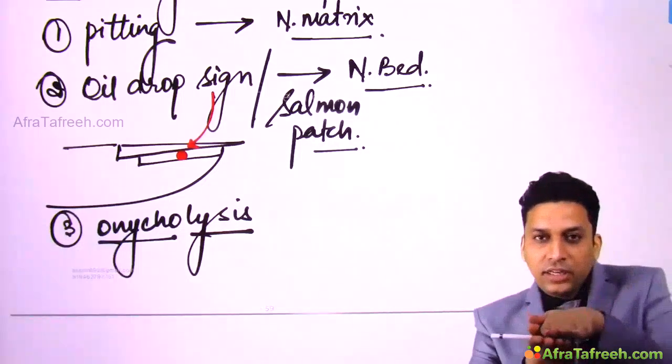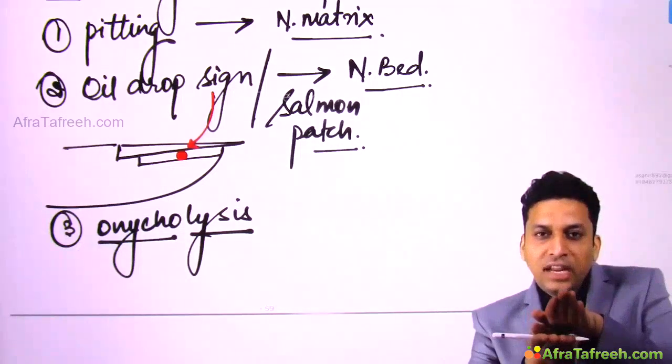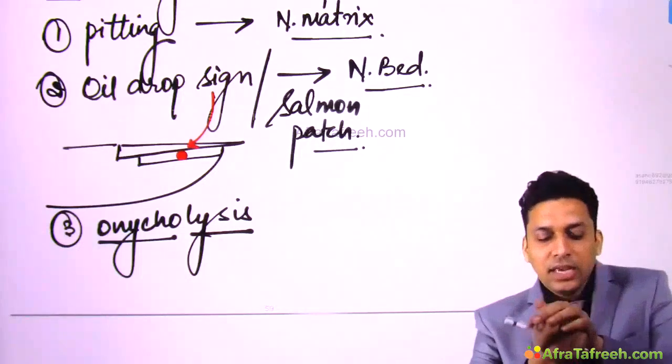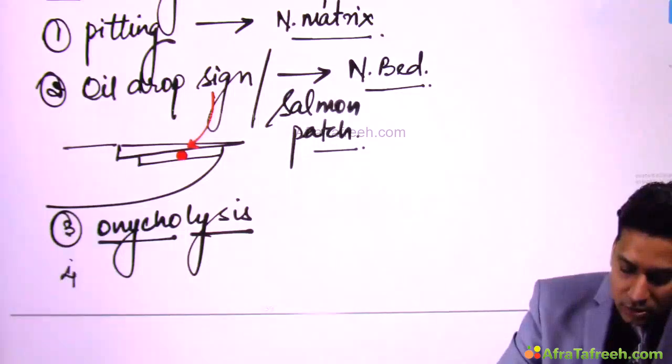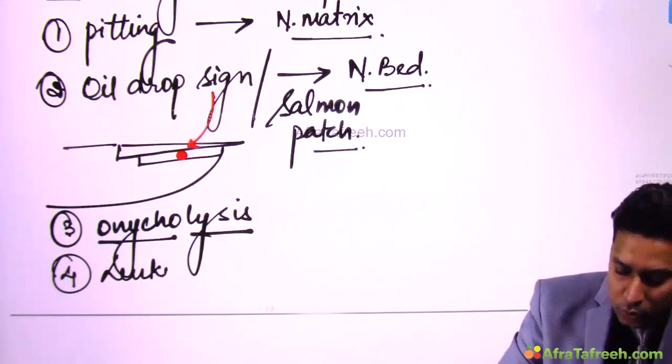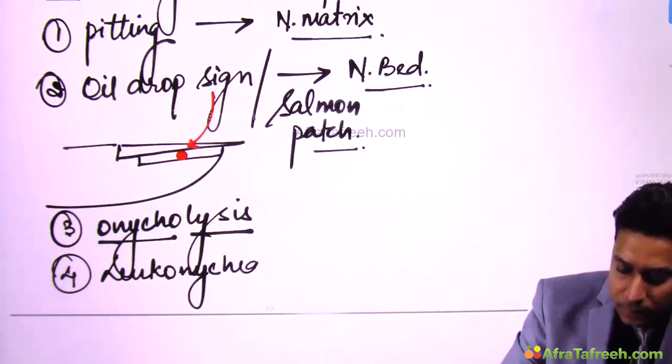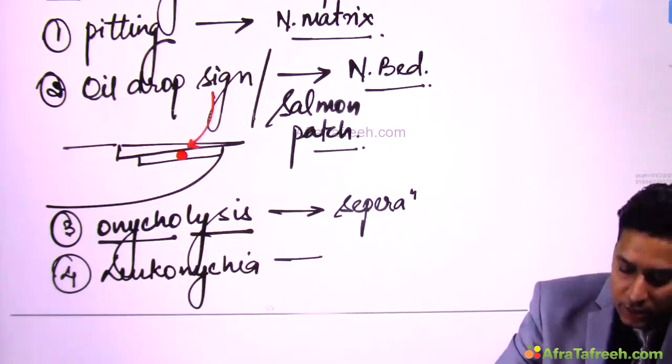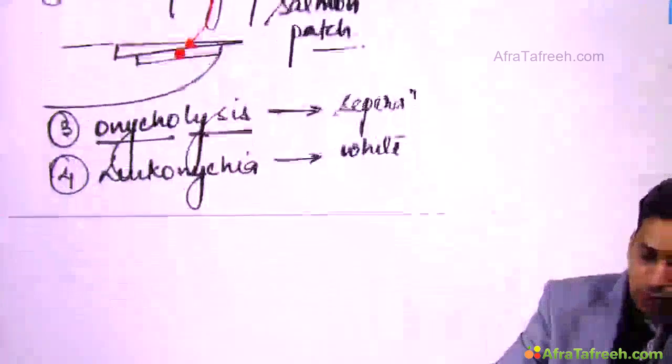But if the nail plate starts separating from the underlying nail bed, what will happen? This pink color will be lost and they appear white in color. This is known as leukonychia. So this is separation of the nail plate, and this is a whitening of the nail plate. Leukonychia.